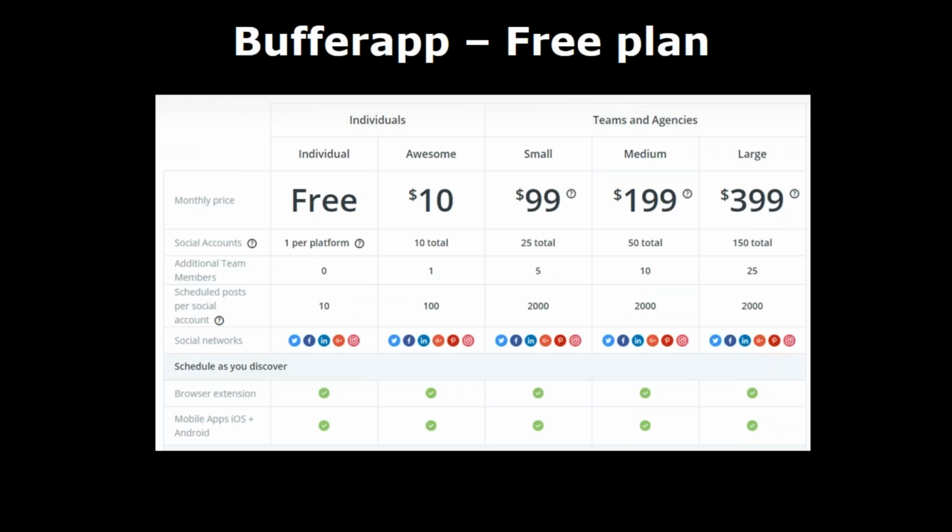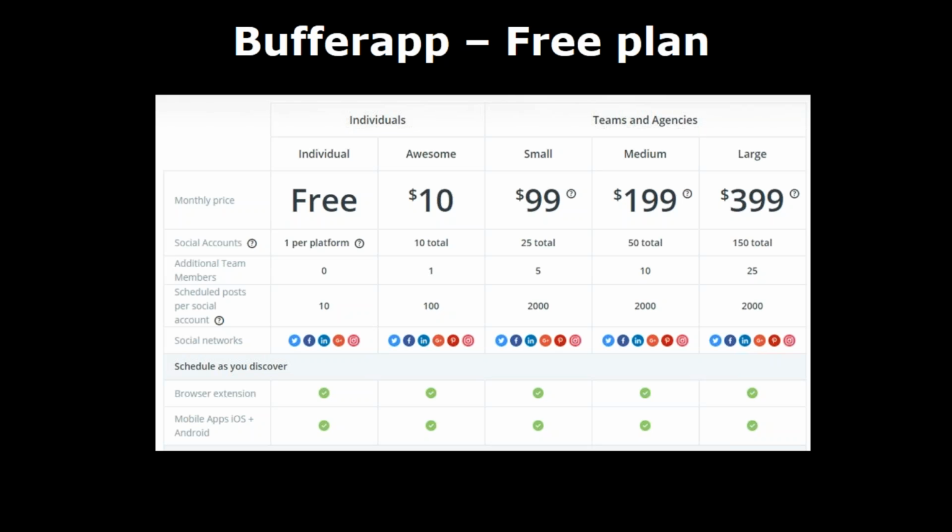So for individuals, you can have all of the social networks that are demonstrated there: Twitter, Facebook, LinkedIn, Google+, and Instagram. If you want to pre-schedule posts on Pinterest, then you'd need to upgrade to the Awesome plan. But you get up to 10 pre-scheduled posts per social network, and you can connect up to 3 different networks with the Buffer app. So that's really good to use.